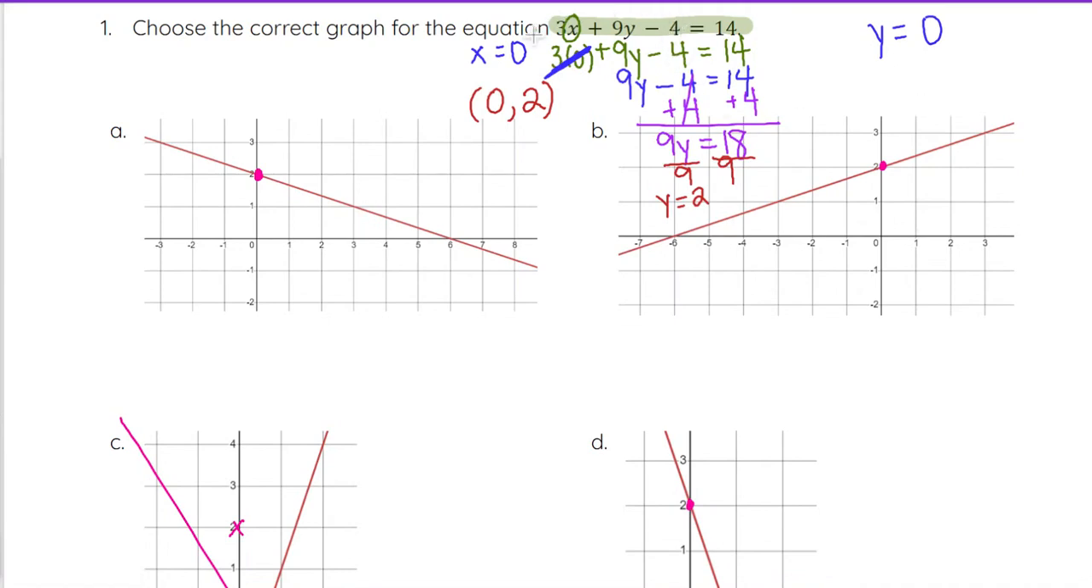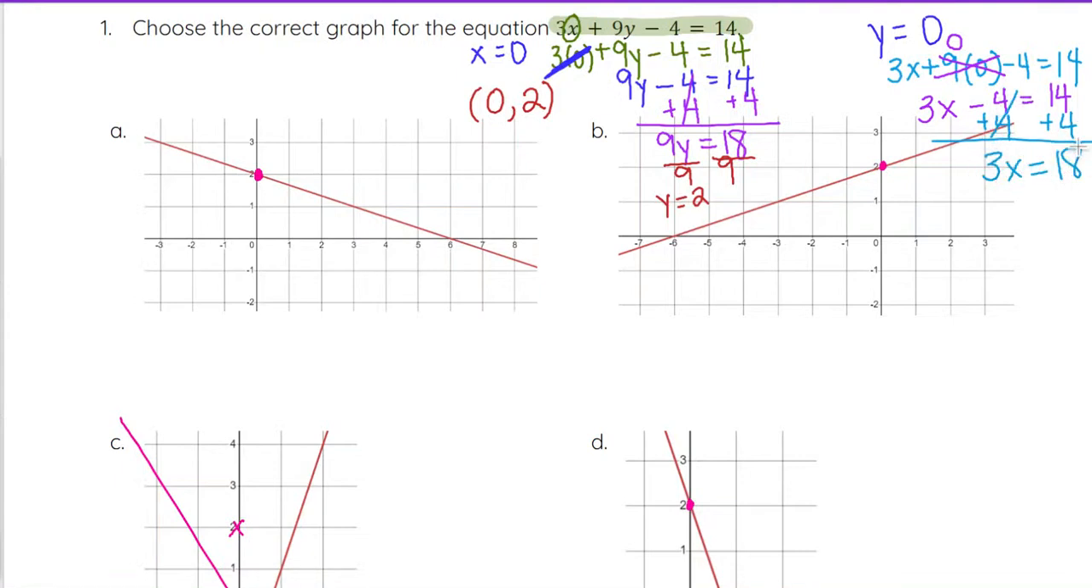So now we're going to do the exact same thing, but we're going to put 0 in for y. So we will have 3x plus 9 times 0 minus 4 equals 14. So again, anything times 0 is 0. So 9 times 0 is 0. If we have 3x plus 0, that's not going to be changing the 3x. So we're just going to ignore this 0 right here. So we'll have 3x minus 4 equals 14. Add 4 to both sides to isolate 3x. And we get 3x equals 18. At that point, we divide both sides by 3 to isolate x, and we get x equals 6.